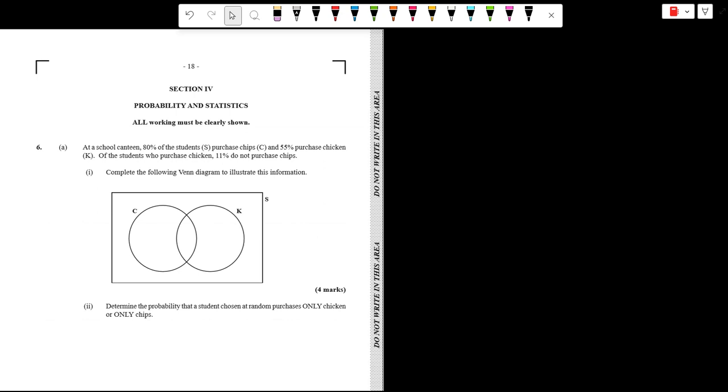So 3, 4, 5, 6, 7, 8, 9. All right, so these are the stems. Now for the leaves, we see that we have 30. So the leaf, of course, is 0. We also have 35, so the leaf is 5. And we also have 39. So we have 3 leaves for that particular stem.